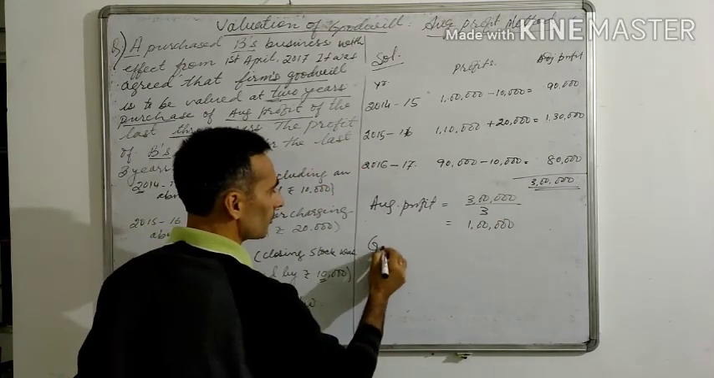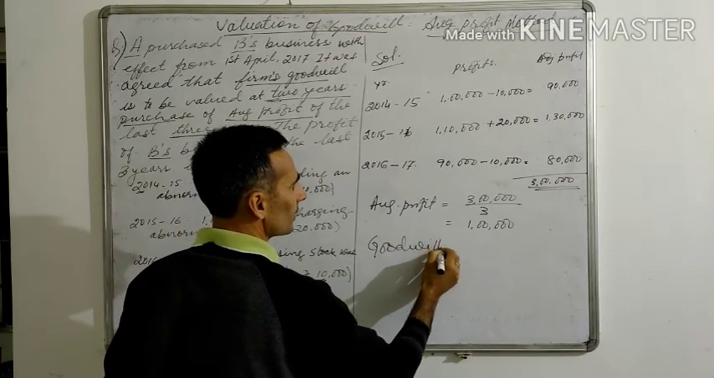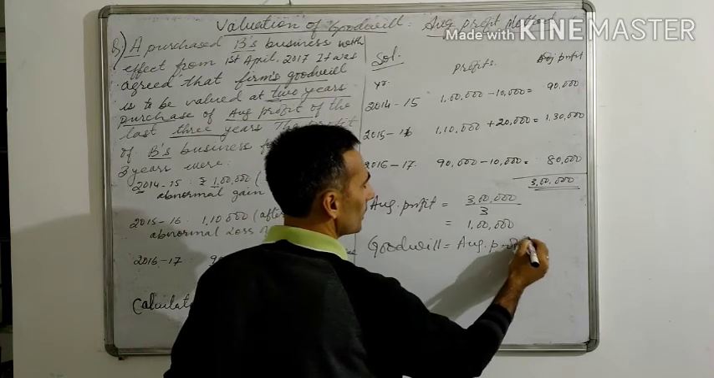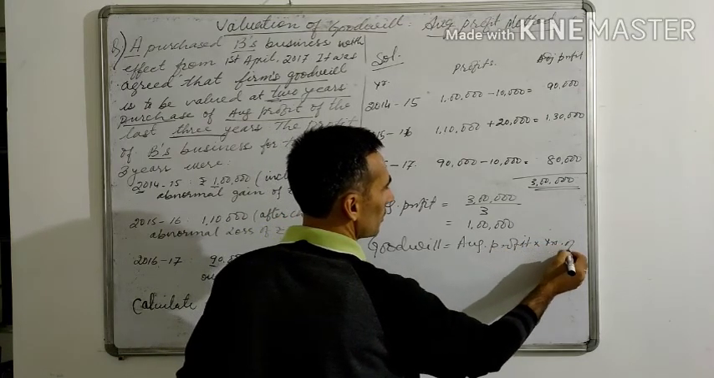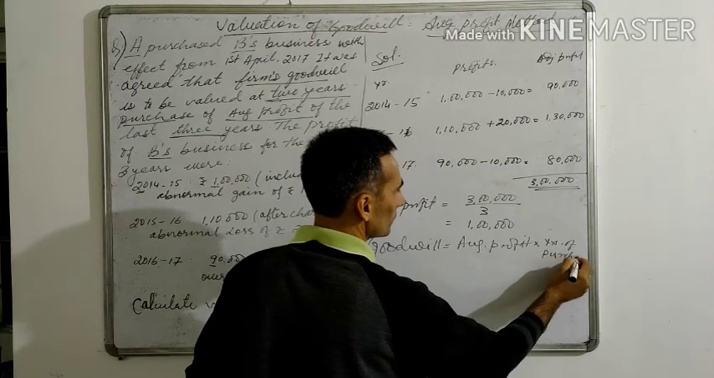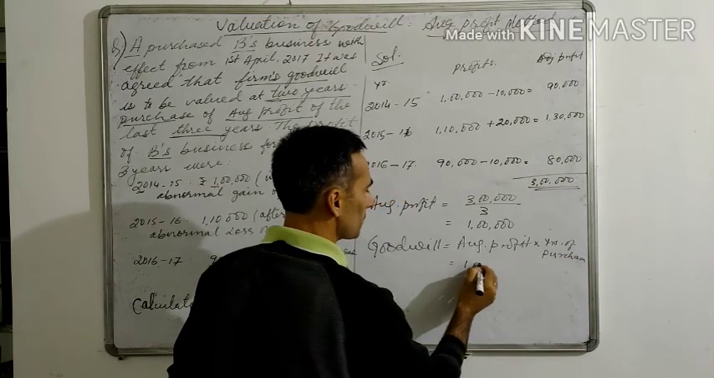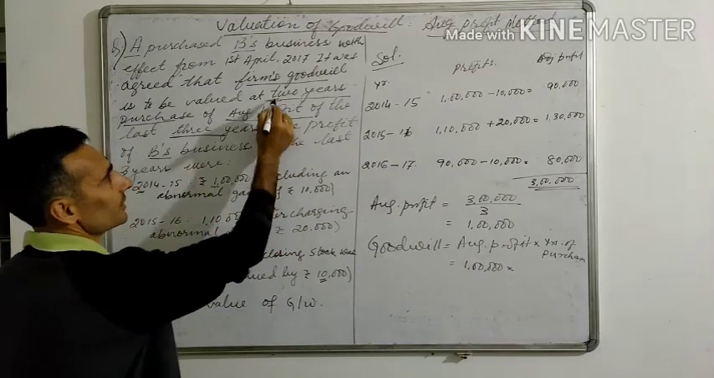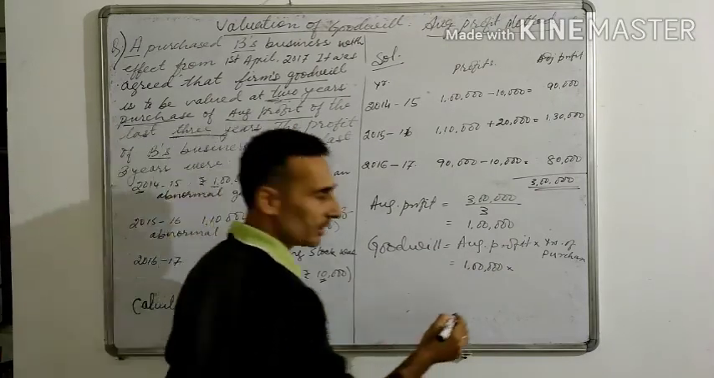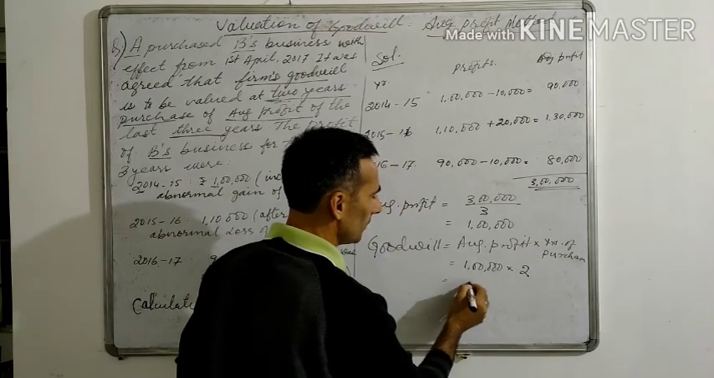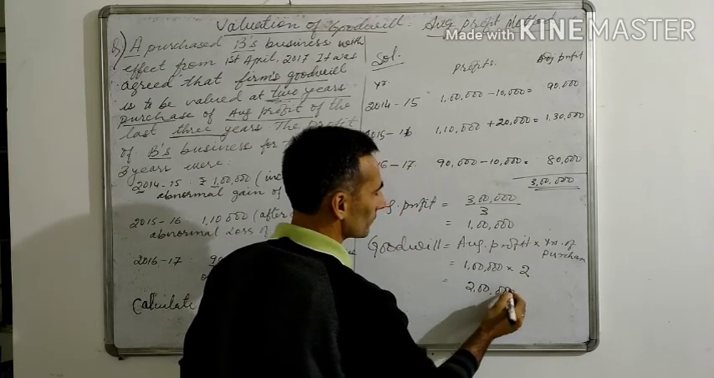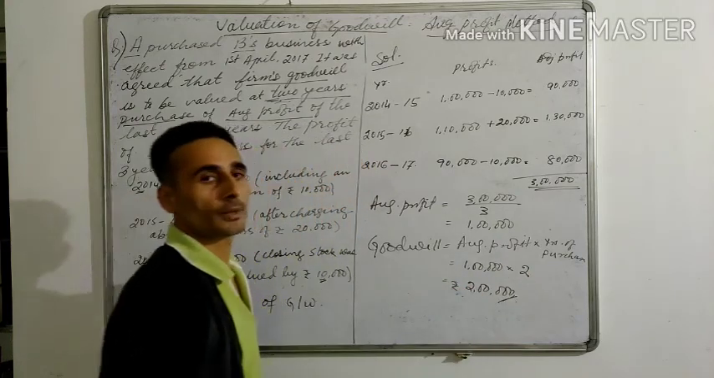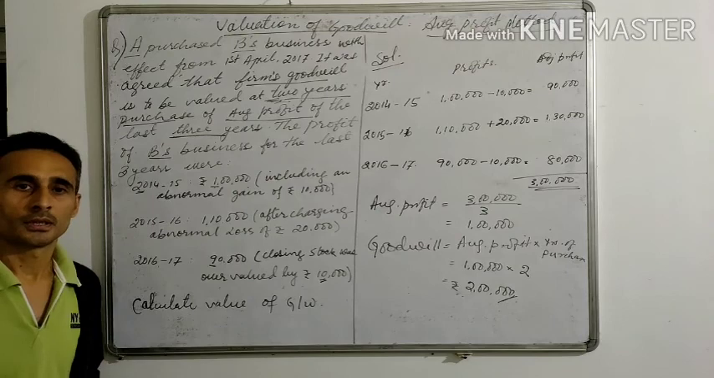Then after this you find out the value of goodwill. Goodwill is average profit into years of purchase. Average profit is 1 lakh. And years of purchase, as you see in the question, is 2 years. So multiply by 2, and you have 2 lakhs. So this is the value of goodwill. Thank you.